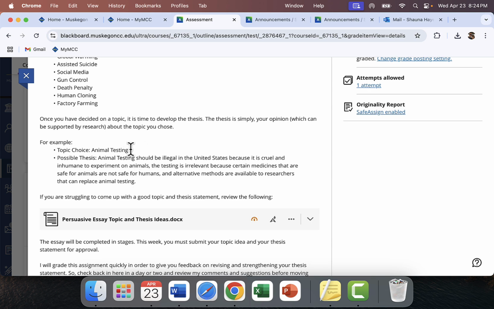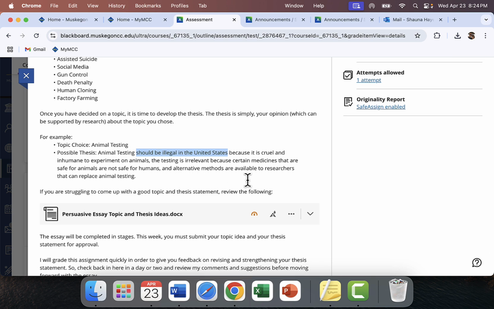So the topic is animal testing, and here's a possible thesis statement. Animal testing should be illegal in the United States. There is my opinion, right? Boom. And I'm going to tell you why. Because it is cruel and inhumane to experiment on animals. The testing is irrelevant because certain medicines that are safe for animals are not safe for humans. And alternative methods are available to researchers that can replace animal testing.